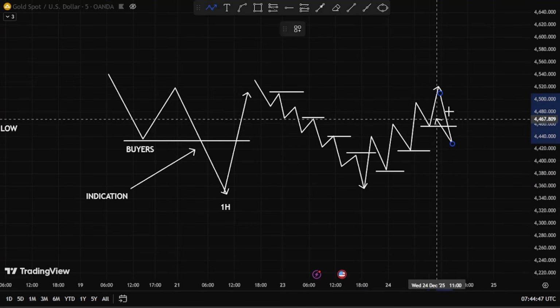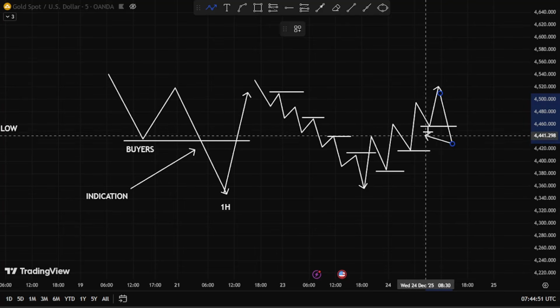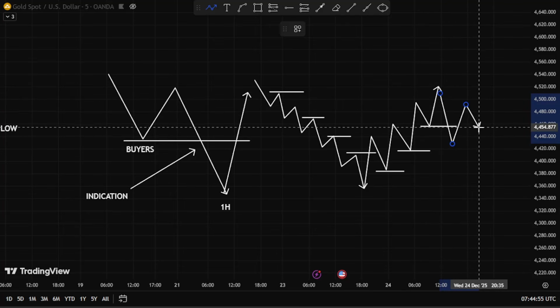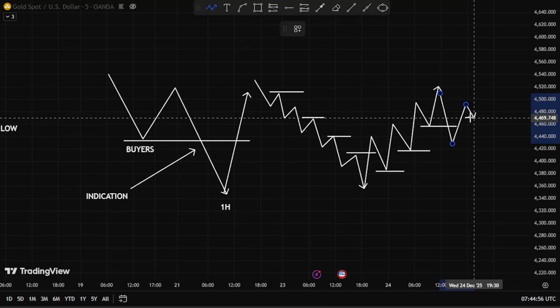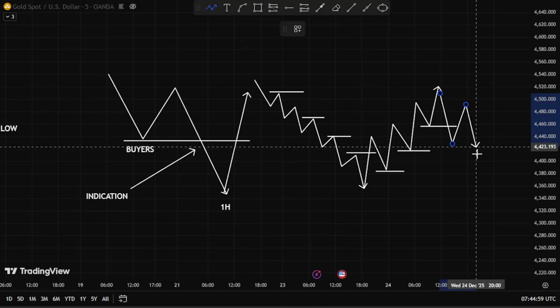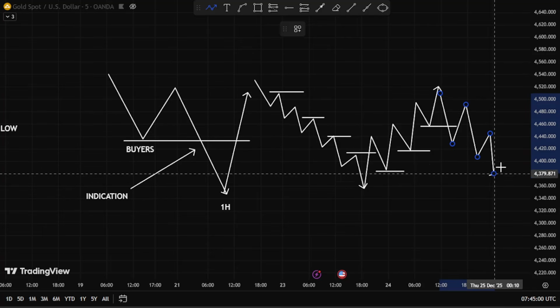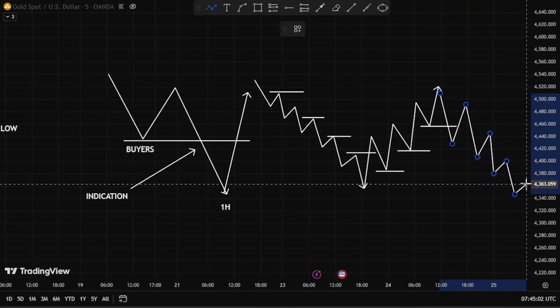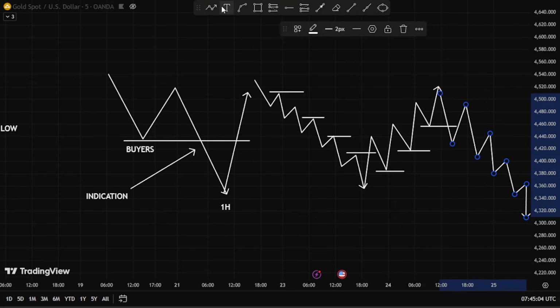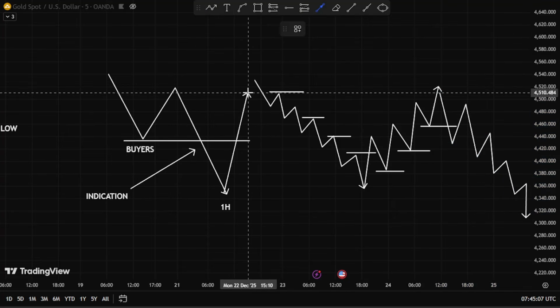What confirms the end of the correction is when price breaks this swing low, makes a lower high, and then this is where you take your entry from when price starts moving down. Price makes that move, and then it just keeps going down, right? So price just keeps going down. So this is the continuation.